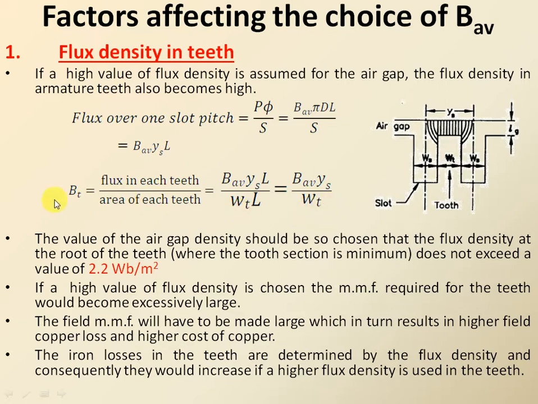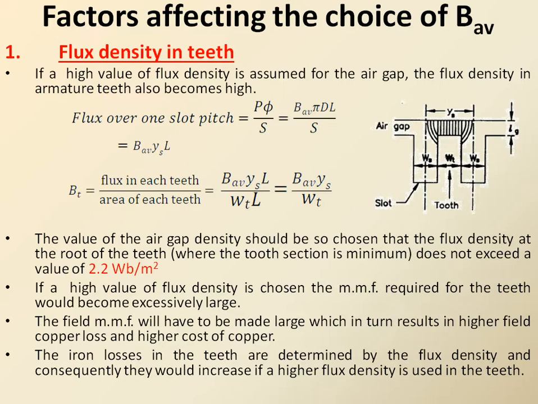So from this relation, it's very clear that the flux density in the teeth is directly proportional to the specific magnetic loading. So if you choose a very large value of specific magnetic loading, then definitely the flux density in the teeth also becomes large. This large value of flux density in teeth will increase the iron losses in the teeth. In order to produce this large flux density in teeth, the required MMF for the teeth also has to be large. This consequently will result in large copper loss in the field.